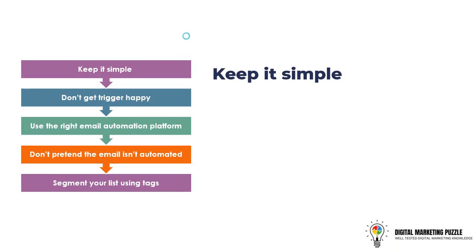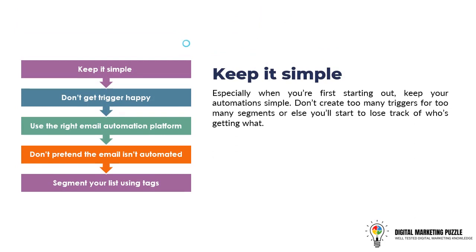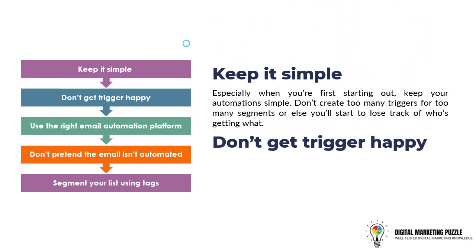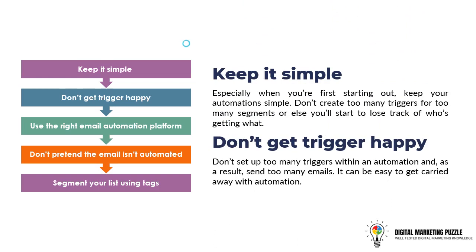Keep it simple. Especially when you're first starting out, keep your automations simple. Don't create too many triggers for too many segments, or else you'll start to lose track of who's getting what. If you have too much going on, it's also difficult to monitor and evaluate your results.